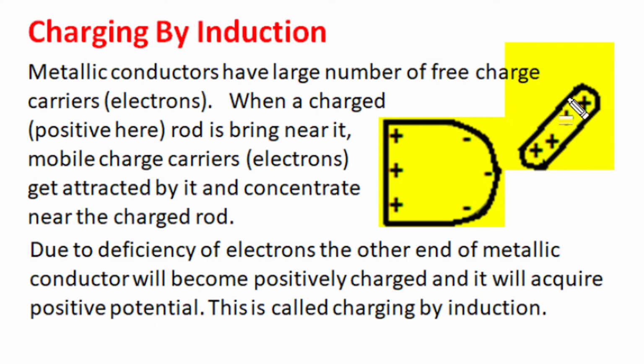Here, when we bring a positively charged rod near a metallic conductor, the mobile charge carrier electrons get attracted towards the positive charge and concentrate at the end which is near to the charged positive rod, and this shift of electrons generates a concentration of positive charge at the other end of the metallic conductor. Now this charge displacement by the presence of a nearby charged object without any contact is called charging by induction.